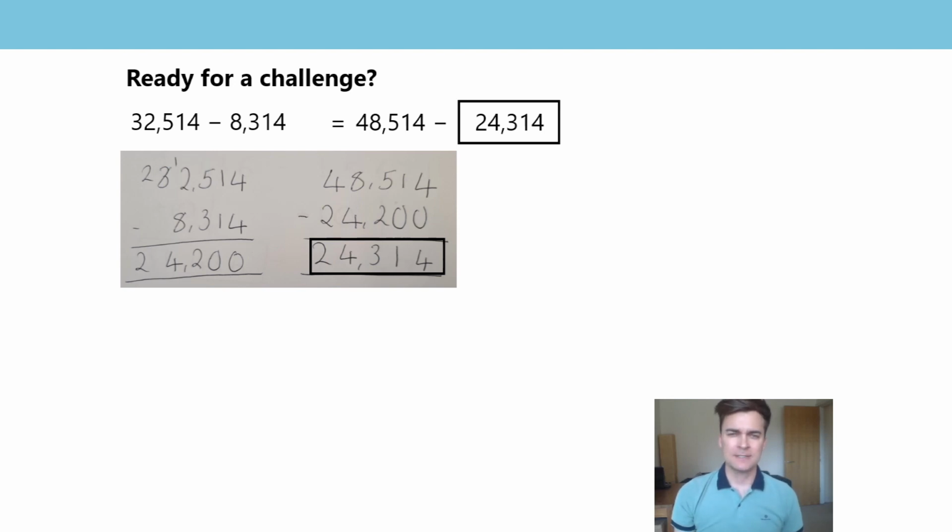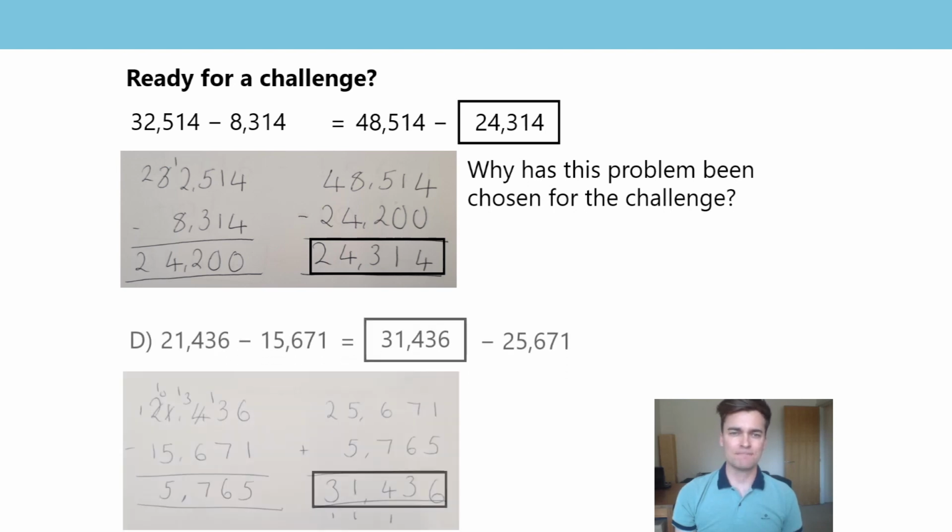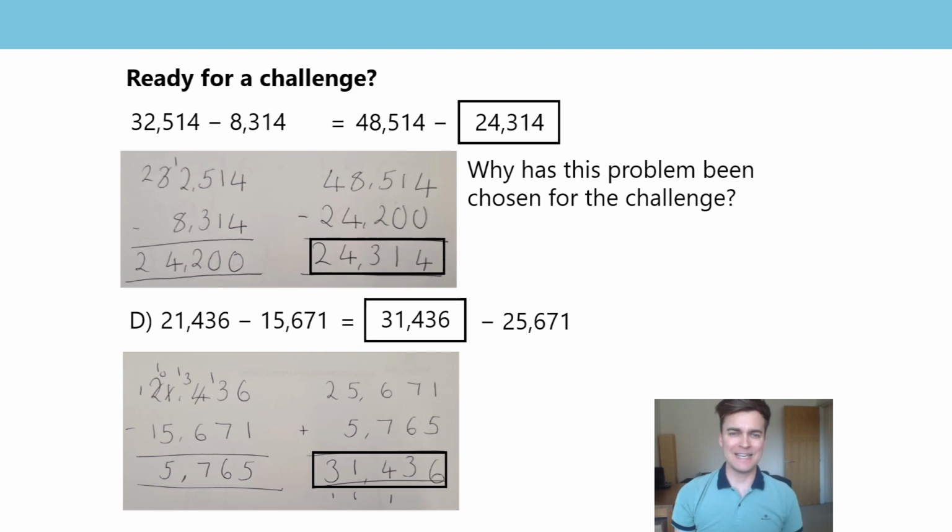subtrahend. Now, we were asked at this point, why has this problem been chosen for the challenge? And if I bring up D, in D we were finding an unknown. We were finding an unknown in the challenge as well, but what was different there? In one we're looking for a missing subtrahend, and in the other, in D, a missing minuend. And what difference did that make then to the calculation?